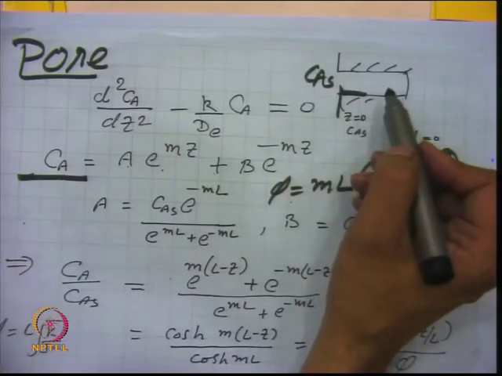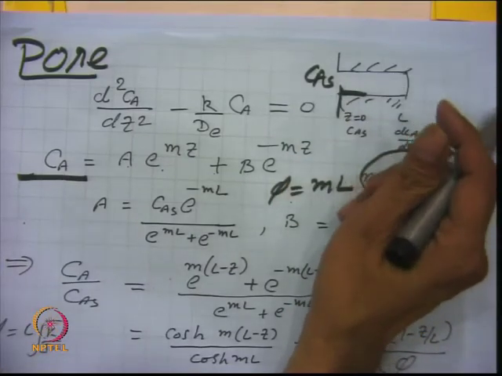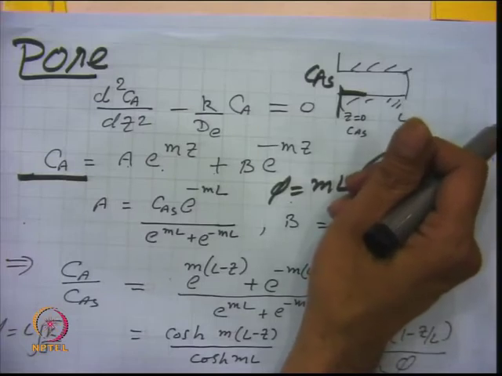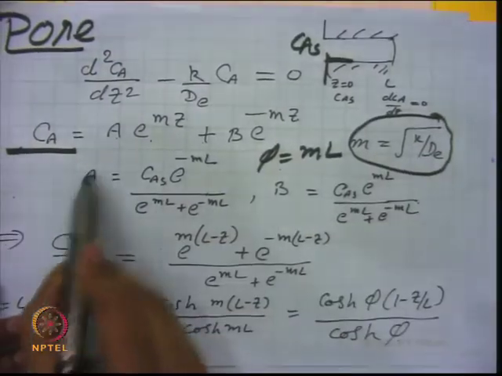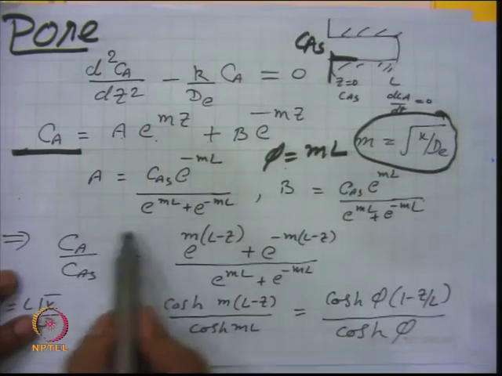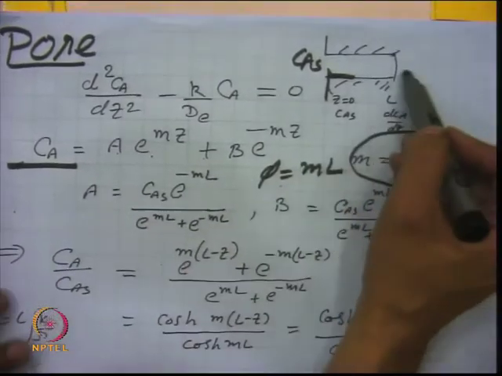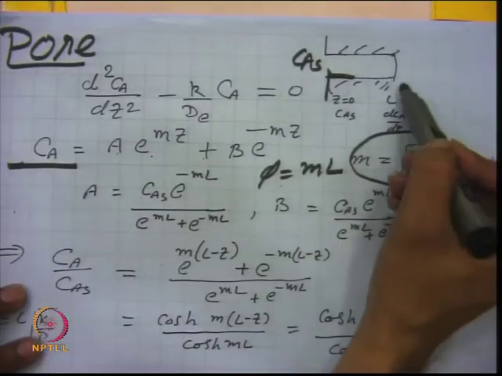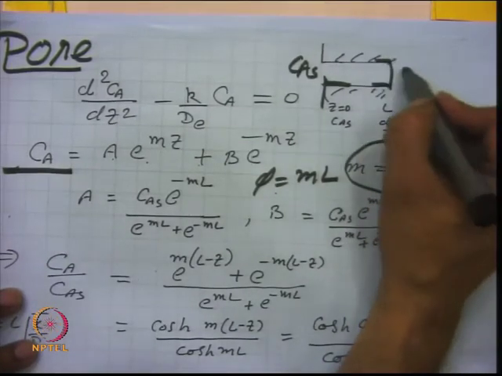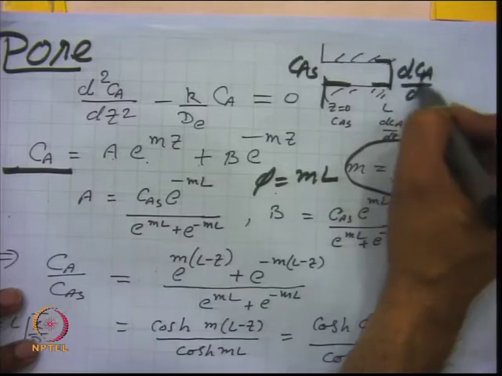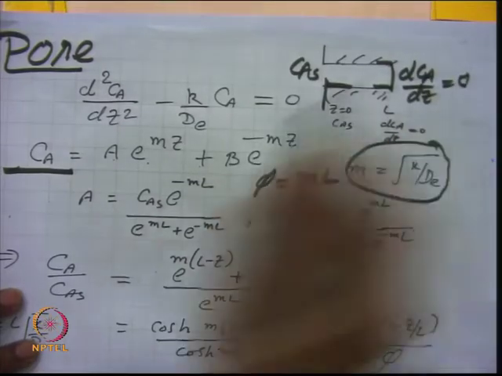Same thing there, we have written that at r is equal to capital R, C A is equal to C S, right. So, r is equal to capital R means lambda is equal to 1, right. So, C A by C S is 1 there, which is psi. So, if you solve this based on these two boundary conditions, then second boundary condition is z is equal to L, nothing can move here, the pores are closed, pore is closed from this end. So, here d C A by d Z is 0, right.